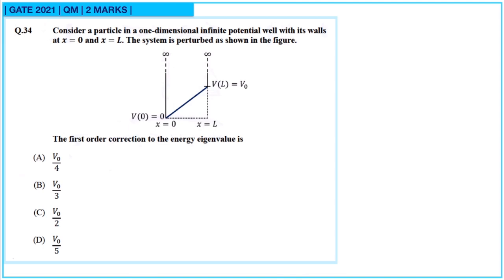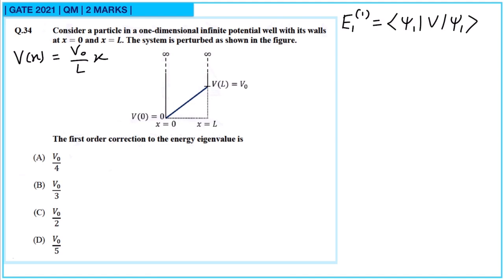Now this potential function V of x, this is a straight line, so we can write the equation of a straight line, and we have slope V naught upon L. So this is V naught upon L into x. Now first order correction to the energy eigenvalue, so E1^1, this is equal to psi 1 V psi 1, where psi 1 is the ground state wave function.